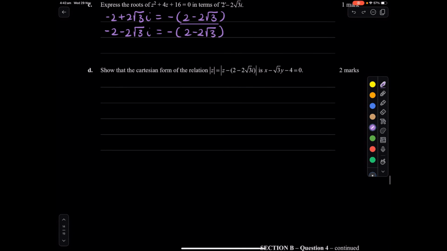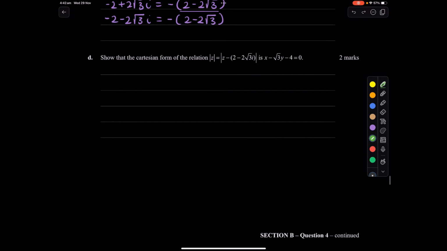Show that the Cartesian form of this relation is this. Not too bad, so let's do that. Because it's too much, we have to show some working out. So we want to first let z equals x plus yi, and then sub those in. So x plus yi, minus 2 plus 2 root 3i.